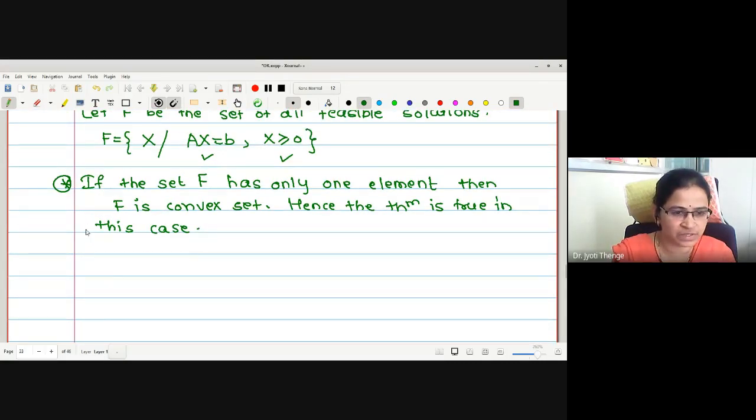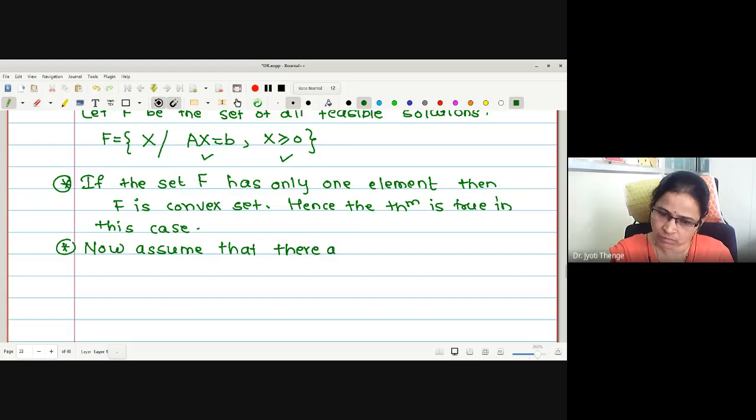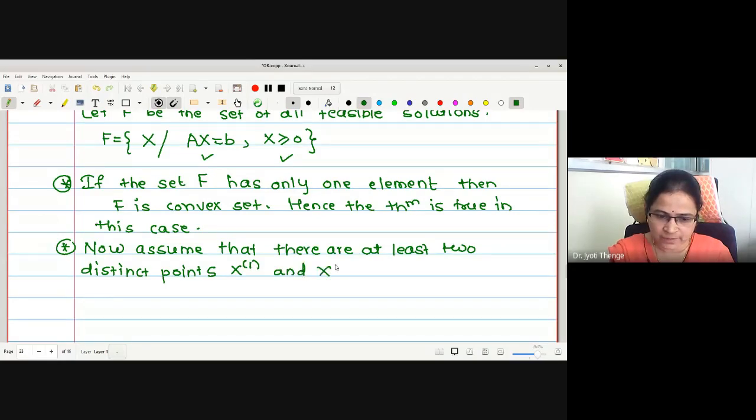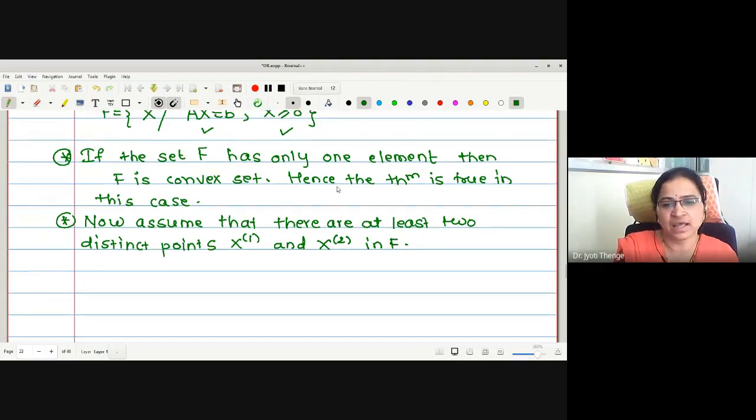Now in the second possibility, what are we going to assume? Now assume there are at least 2 distinct points, x1 and x2. See what we are saying: at least 2 distinct points means it has a number of distinct points.